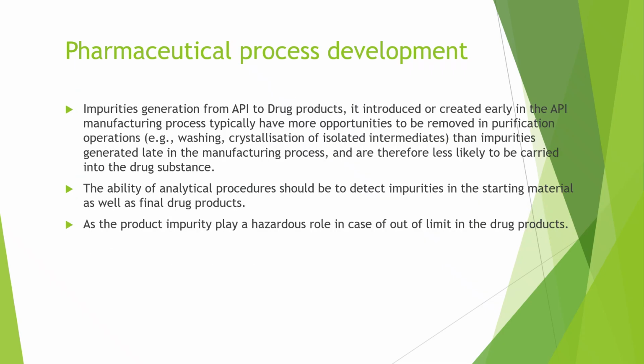Pharmaceutical process development, impurity generation from API to drug products. Impurities introduced or created early in the API manufacturing process typically have more opportunities to be removed in purification operations like washing, crystallization, and isolated intermediates. For impurities generated late in the manufacturing process, when the API, the active pharmaceutical ingredient, is manufactured, washing, crystallization and isolation are required. By following all these stages we can remove the maximum impurity, and on the basis of this impurity removal, or the minimum impurity, we can have good results in the finished drug product.